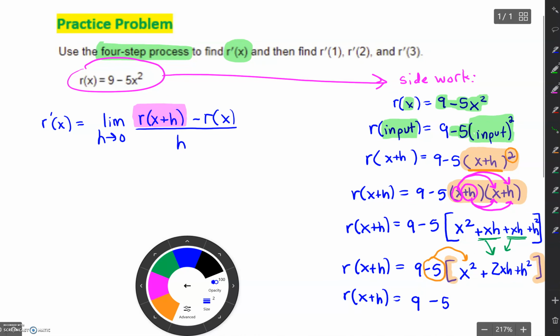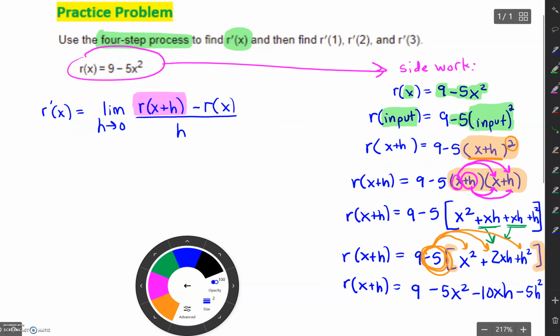So I'm going to subtract 5x squared. Then I'm going to subtract 5 times 2xh. So I'm going to subtract 10xh. Then I'm going to subtract 5 times h squared. So I'm going to subtract 5h squared. And there are no like terms. I can't combine or simplify this expression anymore.